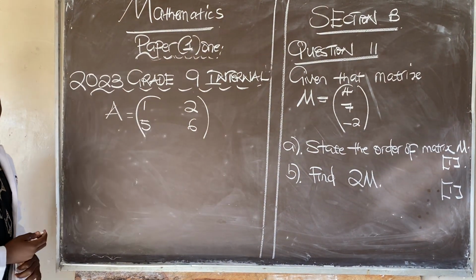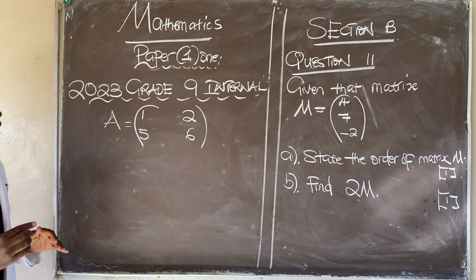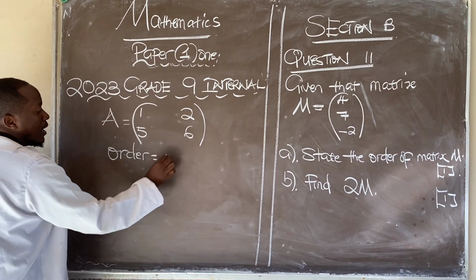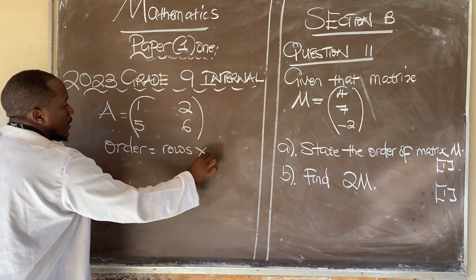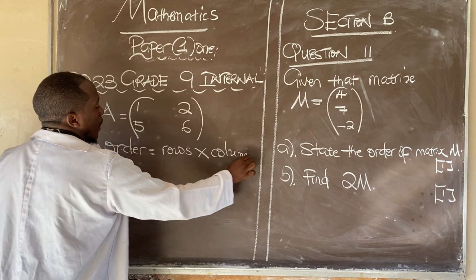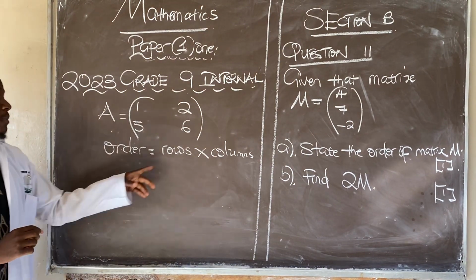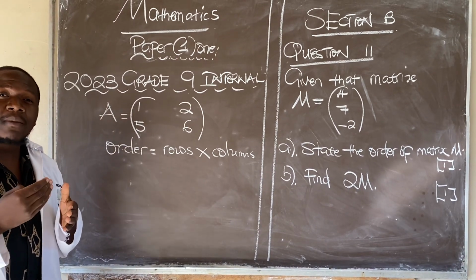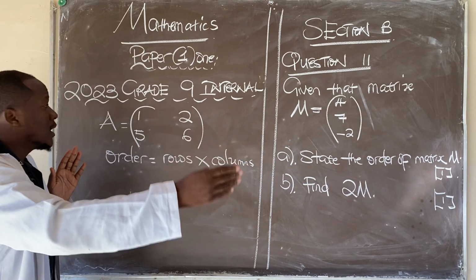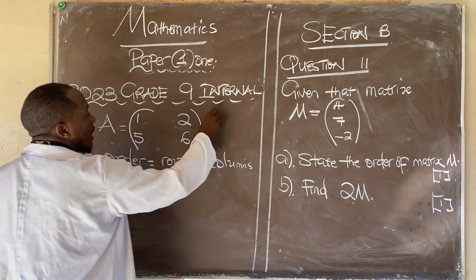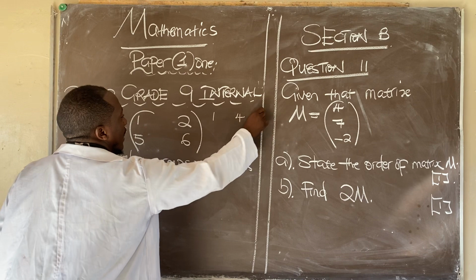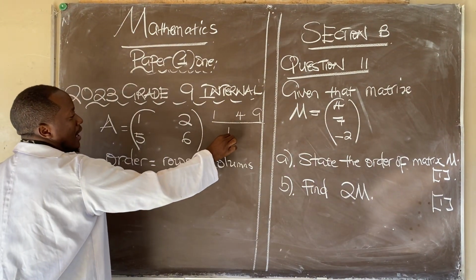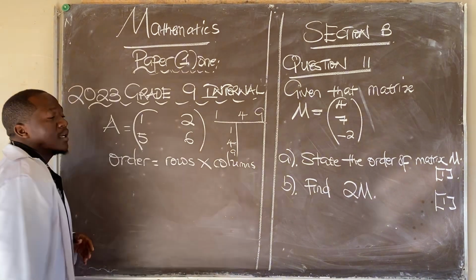If they tell us to state the order of matrix M, we're going to first state the formula. Order equals the number of rows multiplied by the number of columns. Rows refer to the arrangement of numbers in the same line going to the right. So if I have 1, 4, 9, this is a row. But if I have 1, 4, 9 going downward, this one is a column.